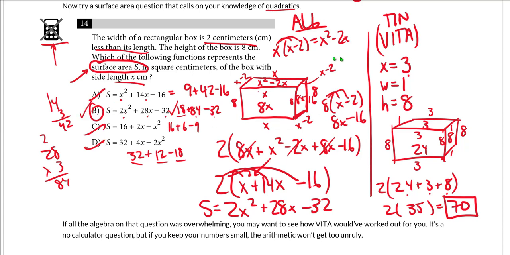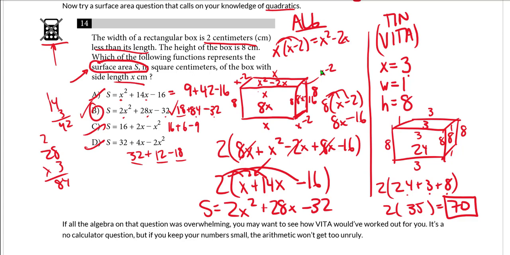So again, if the algebra was intimidating here, it's not a big deal. You can use the VITA. Yes, the VITA does require you to do some arithmetic that might seem a little bit intimidating, but generally intimidating arithmetic is better than intimidating algebra for some, maybe most students. So those are the two ways that we could have handled number 14.